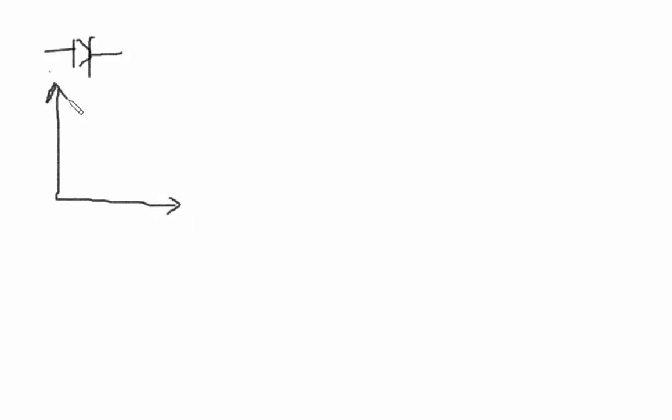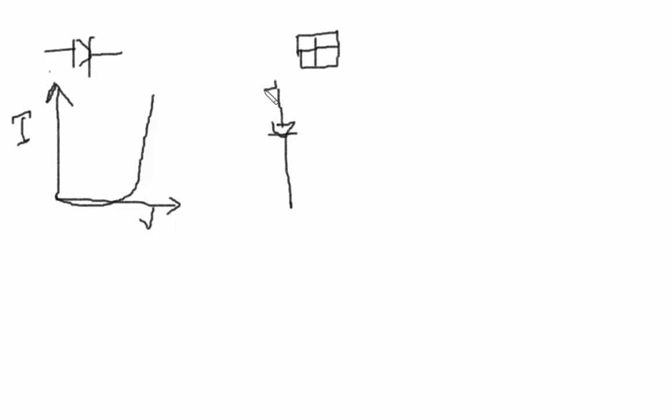See, this is the basic diode IV curve. Here voltage, here current. So likewise we can get the IV curve of the solar panel or solar cell. See, what is the solar cell diagram? This is the solar cell schematic.